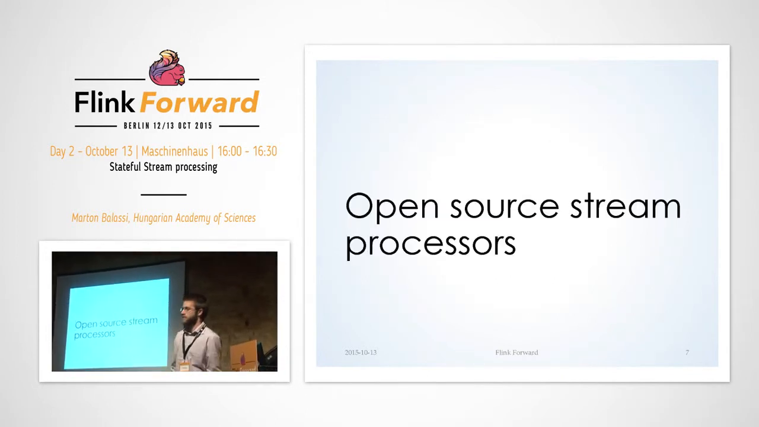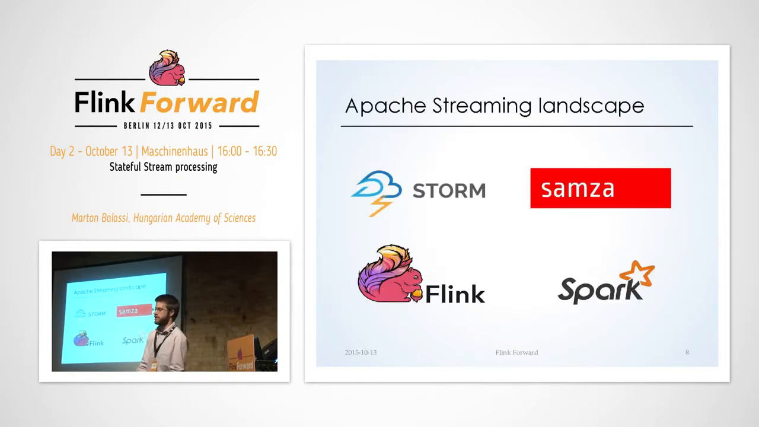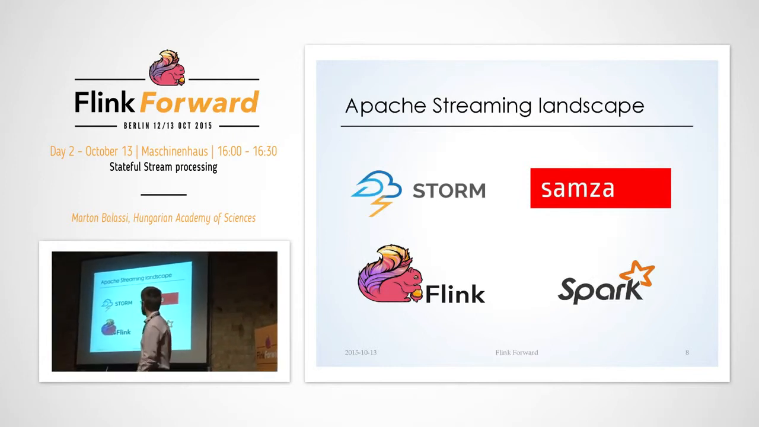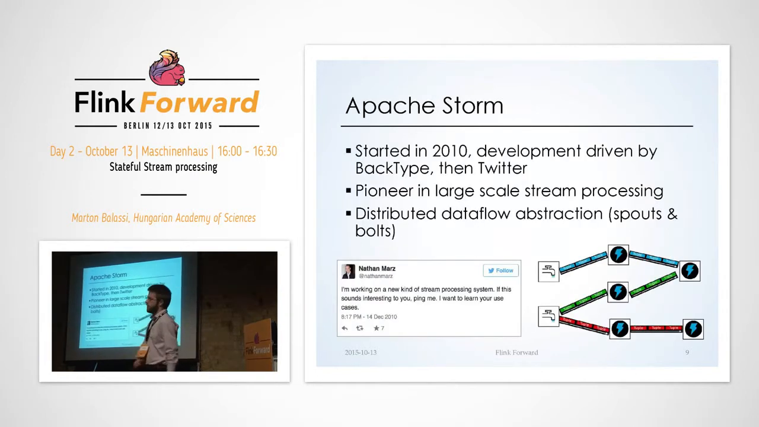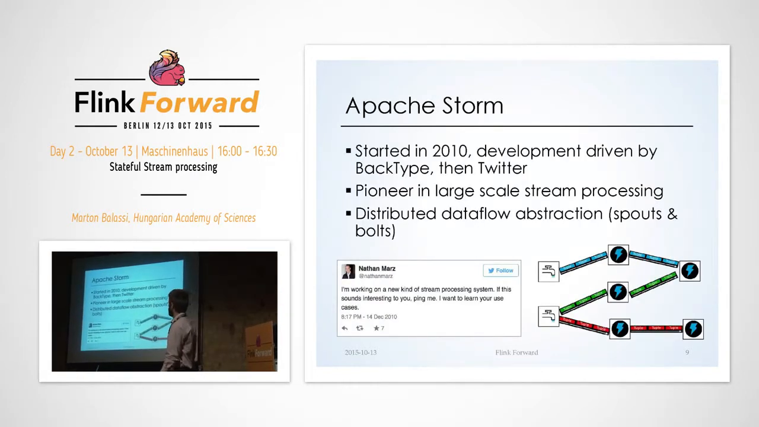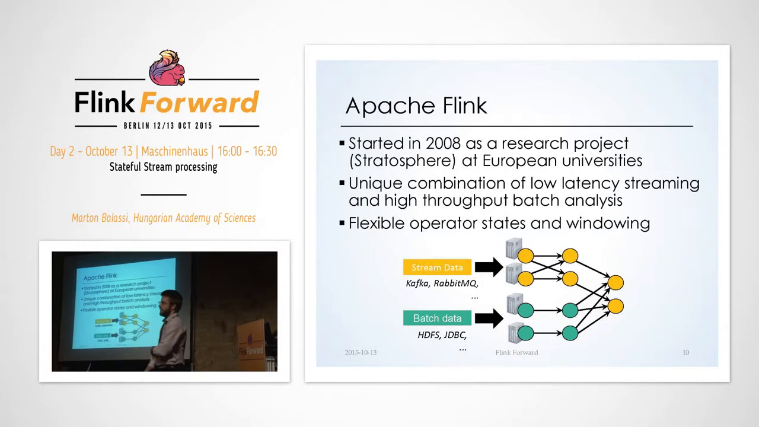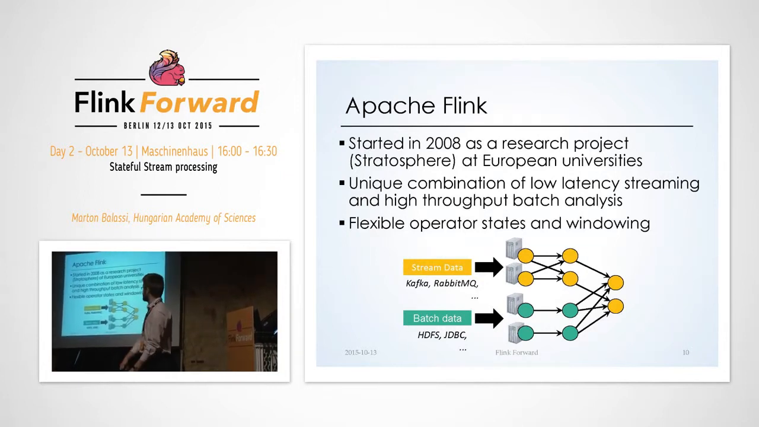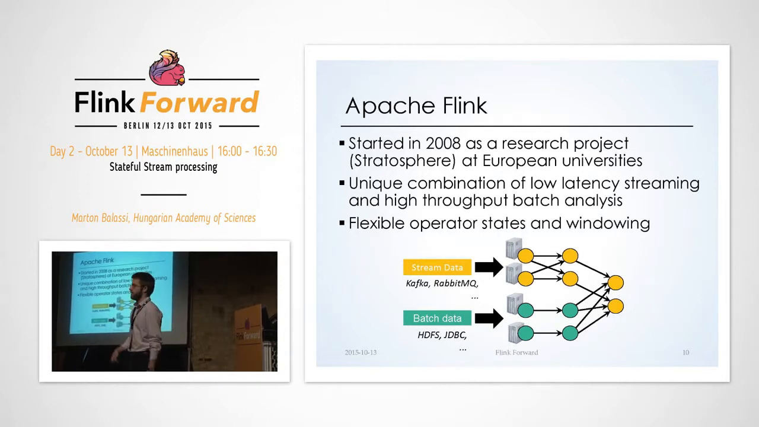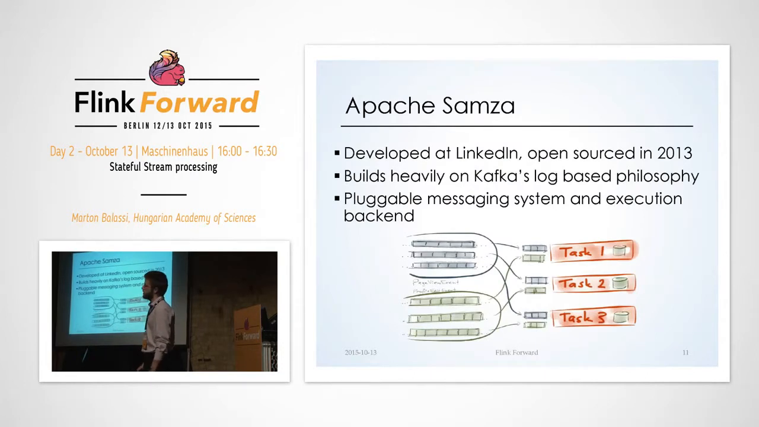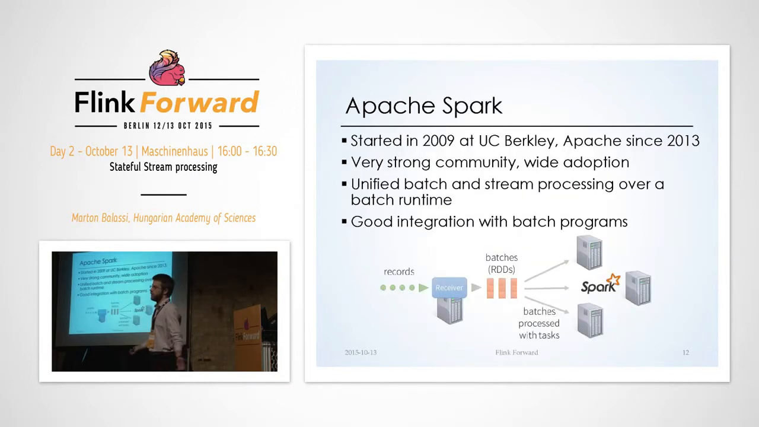So let's look at the open source stream processing systems, actually the Apache stream processing systems. These four are the main top-level Apache projects that deal with stream processing, and we're going to talk about these. So I guess everybody knows these. Storm was the first project that kicked off large-scale distributed stream processing, and it has a nice data flow abstraction with spouts and bolts. And we have Flink, and everybody knows Flink because that's why we are here, that has really flexible operators and windowing operators, state operators, and has low latency, high throughput, and also has a batch system. And we have Samza, that's a pluggable system built on top of Kafka and other durable message queues. And we all know also Spark.